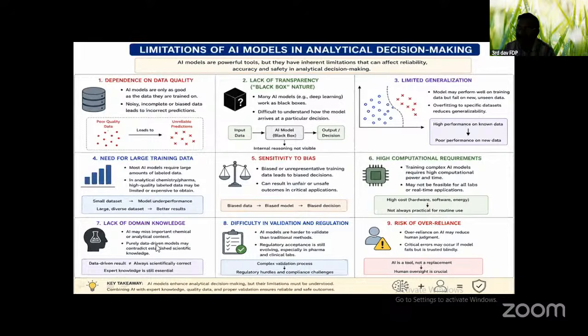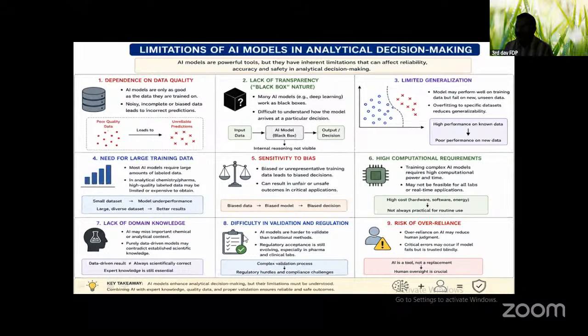Then the seventh major limitation is lack of domain knowledge. That is the difference between AI knowledge and our human knowledge. AI may miss important chemical or analytical context, thereby purely data-driven models may contradict established scientific knowledge. Thereby, a data-driven result may not always be scientifically correct. You can't say that it is scientifically correct. Hence, expert knowledge is still essential. That means our knowledge, our working presence, is compulsorily required.